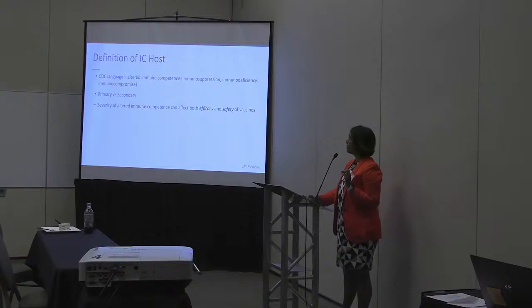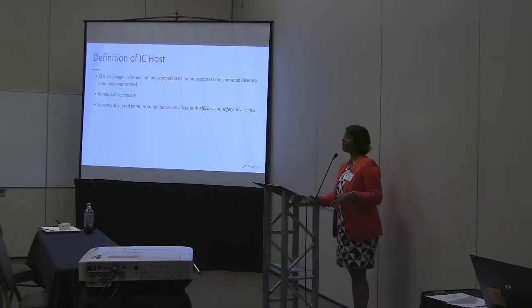So anybody with an altered immune competence, and that can be just from immunosuppression, that's something that we're doing to them, something iatrogenic, or an immunodeficiency, such as a genetic immunodeficiency. I just saw somebody with hyper-IgE syndrome, for instance, or generalized immunocompromised states. It can be primary, meaning that it's inherent, or acquired secondary, like iatrogenic ones. And anytime you have an altered immunity, it can affect not only the efficacy of the vaccine, how well they work, but also the potential safety of vaccines, particularly when we're talking about live vaccines.